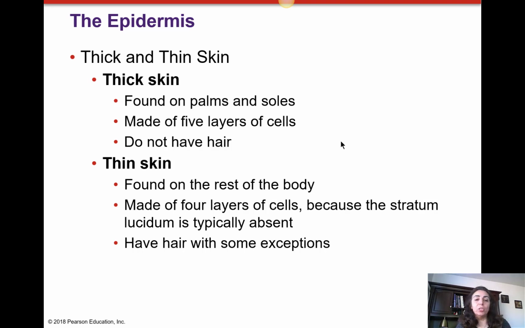So pay attention that it is not that all thick skin has hair, or all thin skin has hair. Later, when we get to hair, we will talk about exactly which parts of the body have hair and which parts do not. But just know that generally, thick skin does not have hair. For thin skin, we may have some exceptions because some parts of thin skin do not have hair.